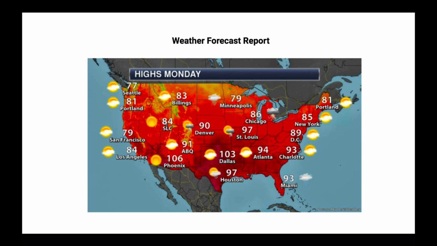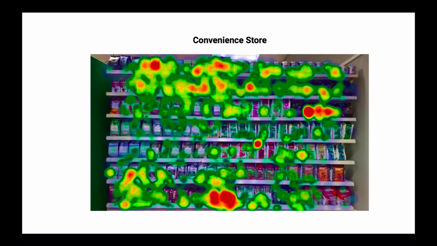Similarly, what if I told you heat maps could play a role even in your everyday decisions? So let's say you step into your neighborhood convenience store. Do you think the positioning of all the products on the shelves is random or perhaps accidental? Not at all. They have been deeply studied.